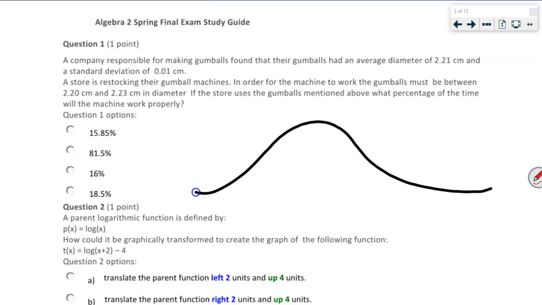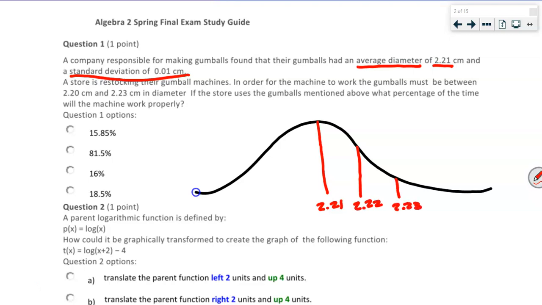And hopefully you remember that if it says the average diameter is 2.21, that is the middle measure of our bell curve. Then it says our standard deviation is 0.01, so we're going to add 0.01, so this would be 2.22 here. Keep adding: 2.23, another one 2.24, and then we're going to subtract on this side, okay? So that's going to be 2.2, 2.19, 2.18.